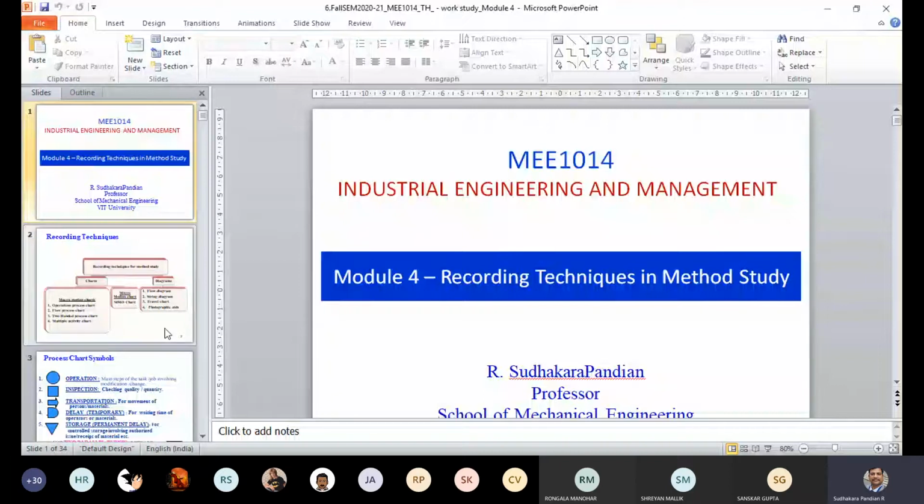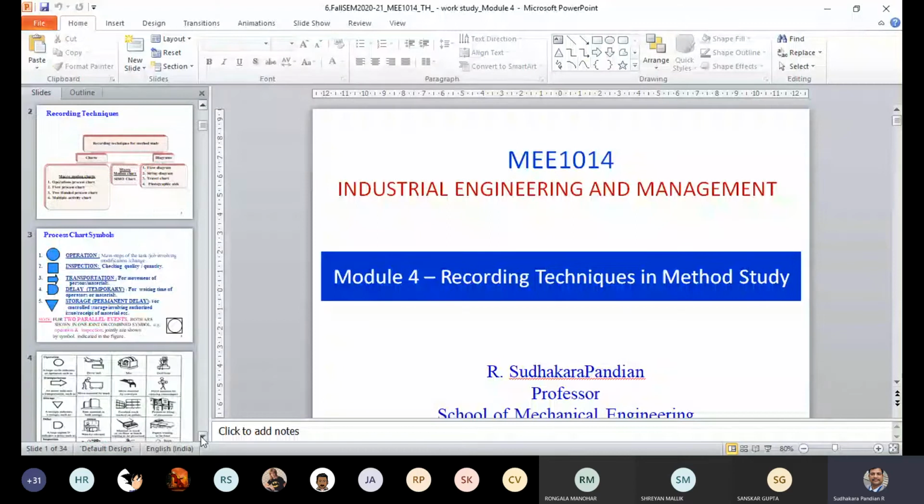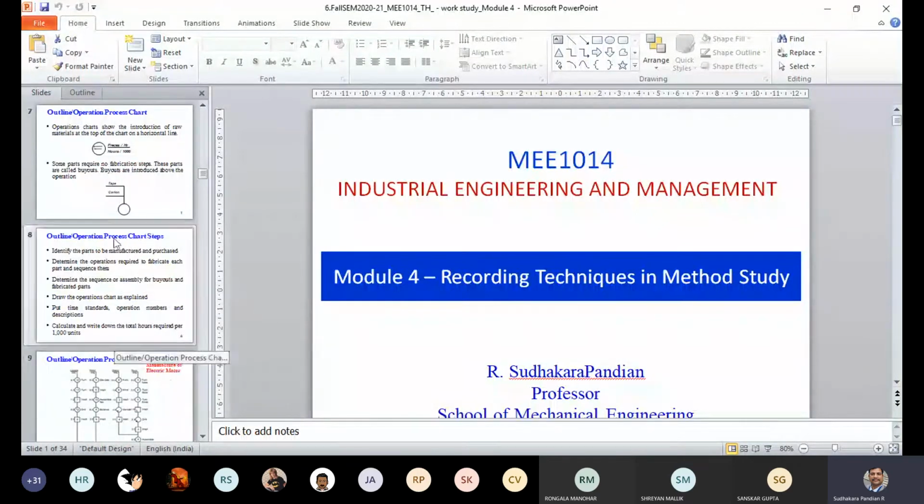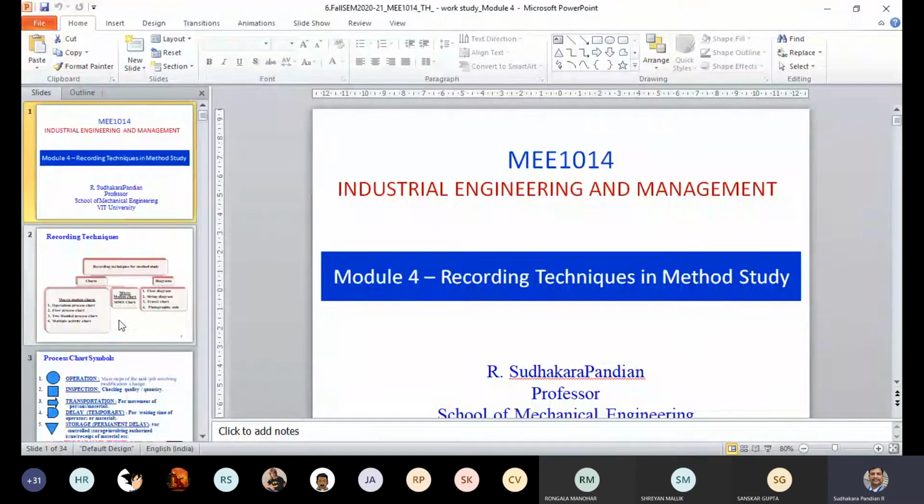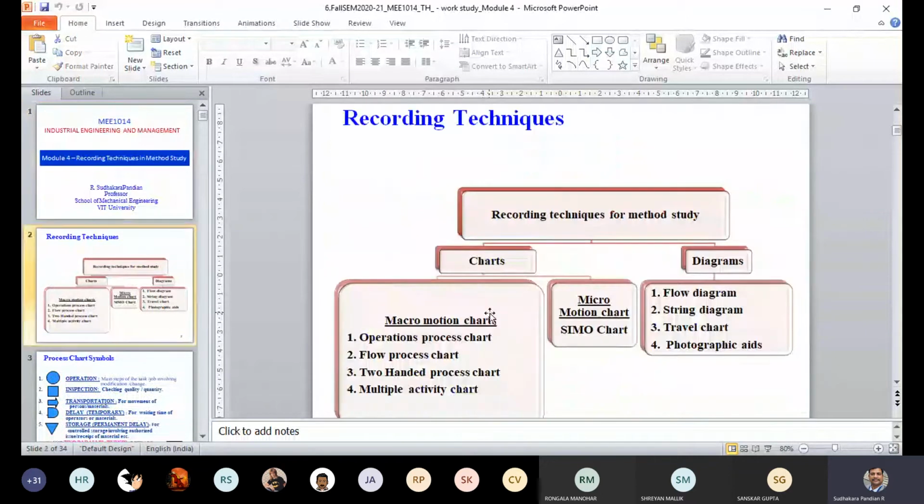So in work study, we were discussing recording techniques, and last class we were discussing two charting techniques. In charting we have two categories: macro motion and micro motion. In macro motion, there are four different types: operations process chart, flow process chart, two-handed process chart, and multiple activity chart. In micro motion, we have the SIMO chart, simultaneous motion chart, abbreviated as SIMO chart.